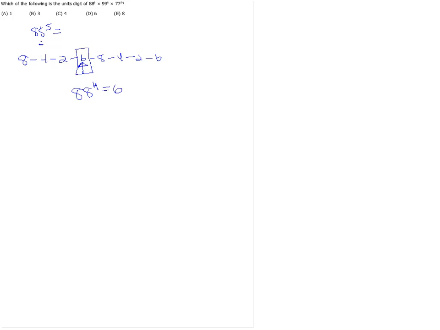And because we're looking for 88 to the 5th, well, guys, that's just one more into the pattern. Okay, so that must have a unit digit of 8. Okay, so what does that tell us? Well, it tells us that when we raise 88 to the 5th power, the unit digit is going to be an 8.